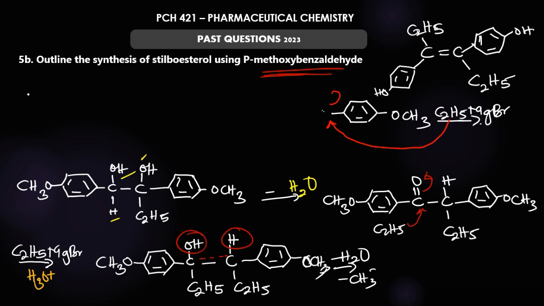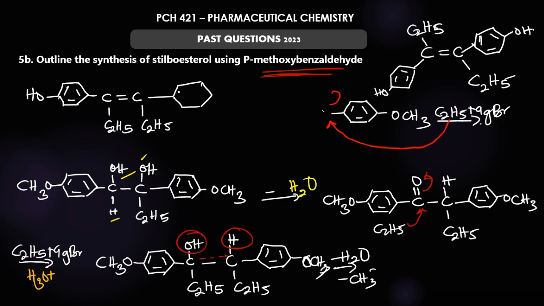Hydrogen. So here you are going to have OH, and then you have your benzene ring. Then here will be C, double bond C. Alright? Here you have C2H5. Here you also have C2H5. And then here you have your benzene ring, which is something like this. And then you have OH.